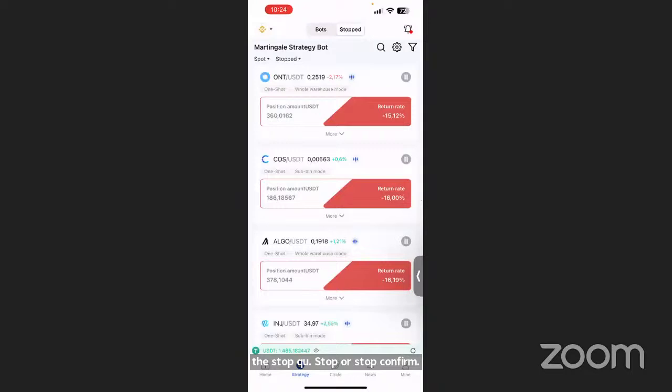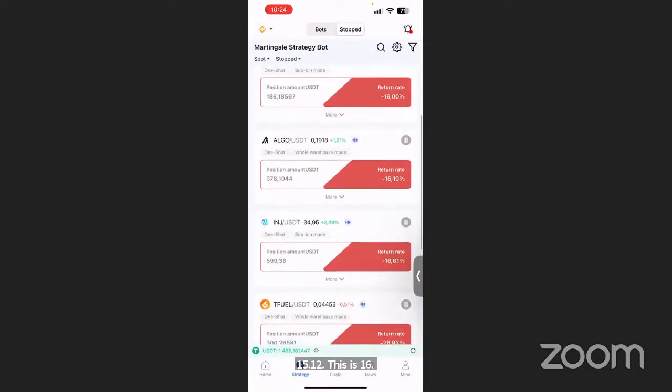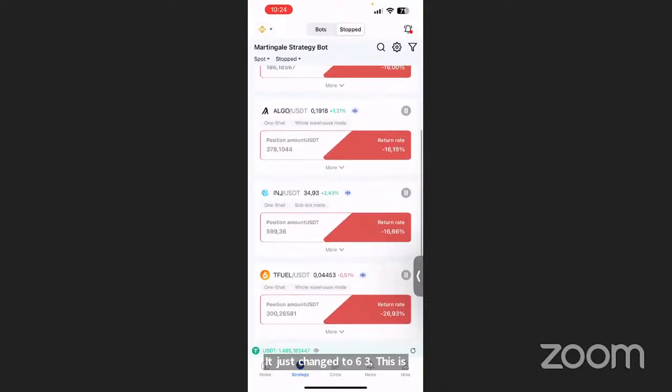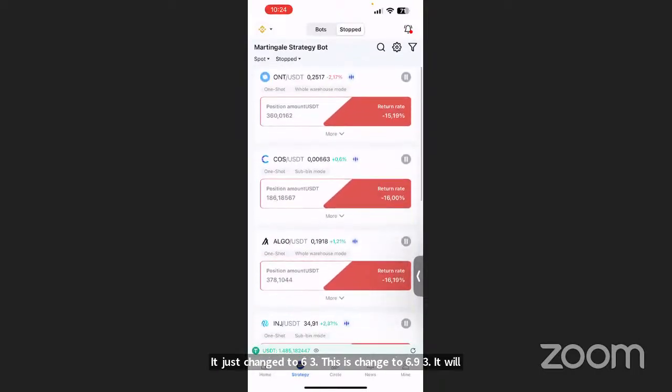But they are still running. See, 15.12. This is 16.19. You see that they will be moving. This is 16.61. It just changed to 63. This is 26.93. It will still be running, but it will not sell. Neither can it buy because it's on negative. You see, 15.16, so it's moving. So anytime I see that it has reduced more than negative 10, I just tap on this button.